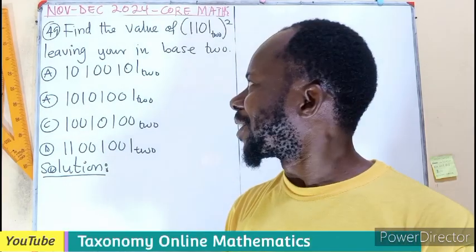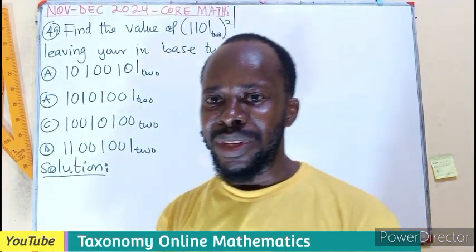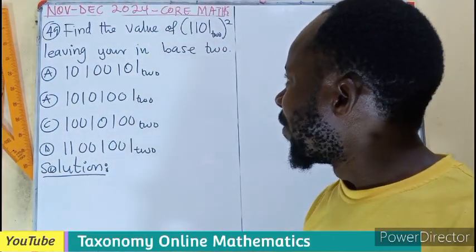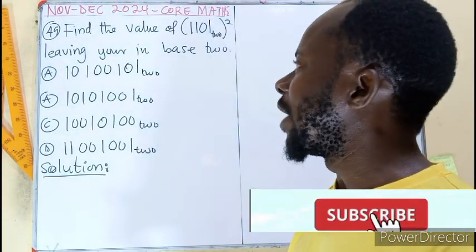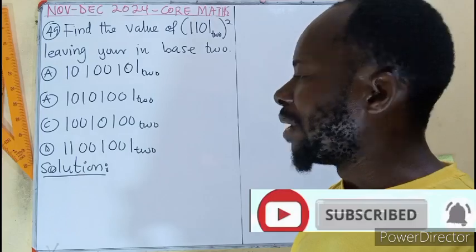Hello, welcome back. Question 49, NOV-DEC 2024. Find the value of (1101 base 2) all squared, leaving our answer in base 2.